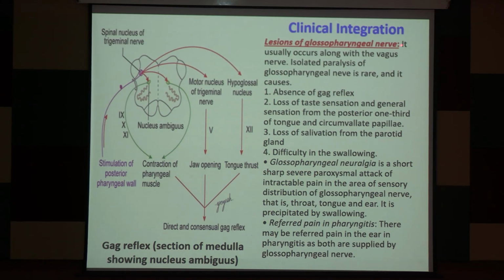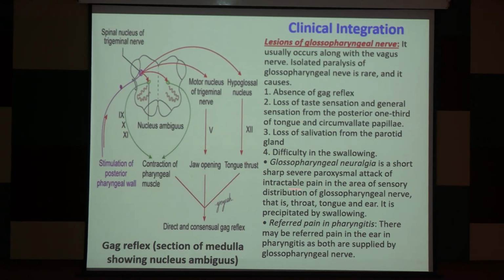Lesions of the glossopharyngeal nerve usually occur along with the vagus nerve, and isolated paralysis of the glossopharyngeal nerve is rare. It causes absence of the gag reflex, loss of taste and general sensation from the posterior one-third of the tongue and circumvallate papillae, loss of salivation from the parotid gland, difficulty in swallowing because of less salivary secretion, and also paralysis of the pharyngeal muscles. So these are the symptoms of a lesion of the glossopharyngeal nerve. So next is glossopharyngeal neuralgia.